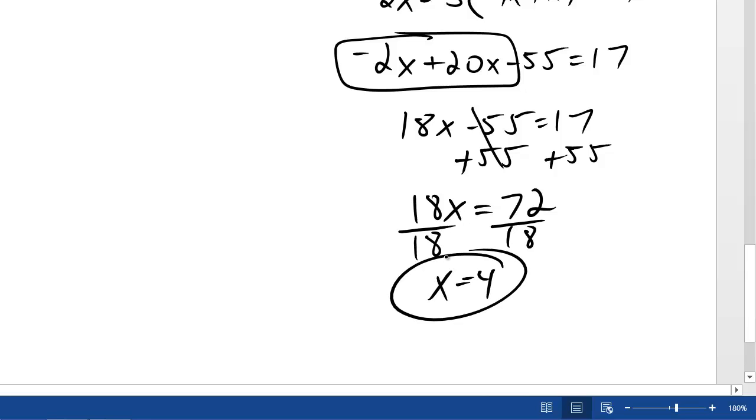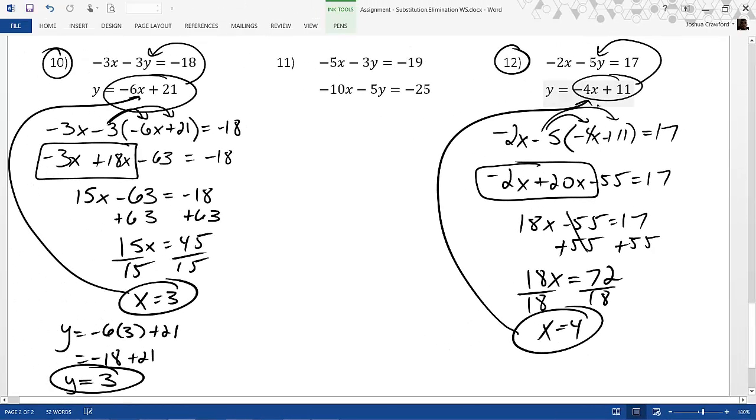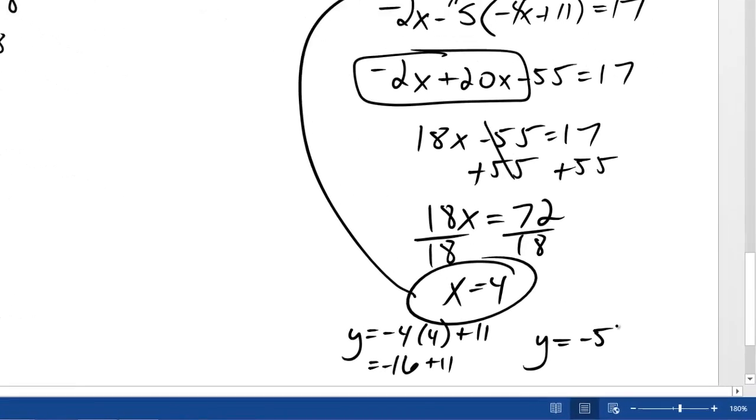But wait, again, we need to put that x into our y equation to solve for y. Let's do that. So we'll have y equals negative 4 times x, which is 4, plus 11. Negative 4 times 4 is negative 16, plus 11. So therefore, y equals negative 5.